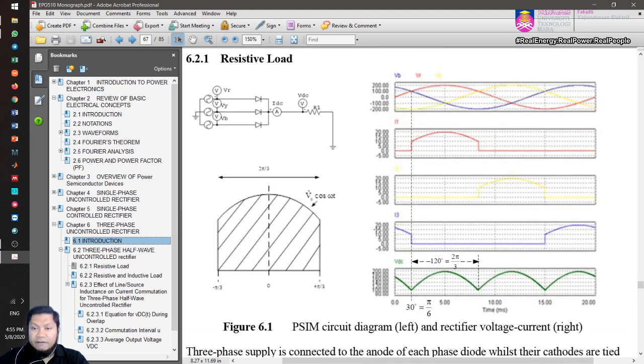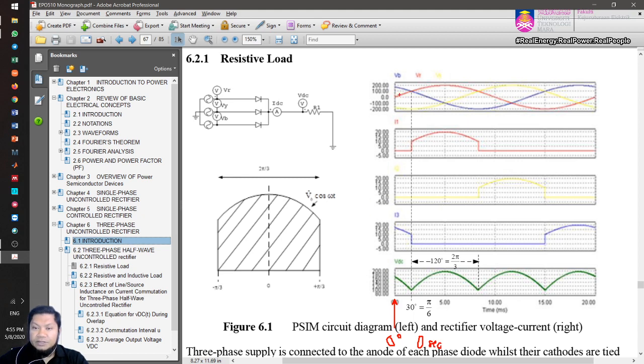So let's say we have this instant at the beginning of the circuit operation at 0 degree here. Can you tell me, or can you guess which diode will be on during 0 degree, or 0 second, the beginning of the time?